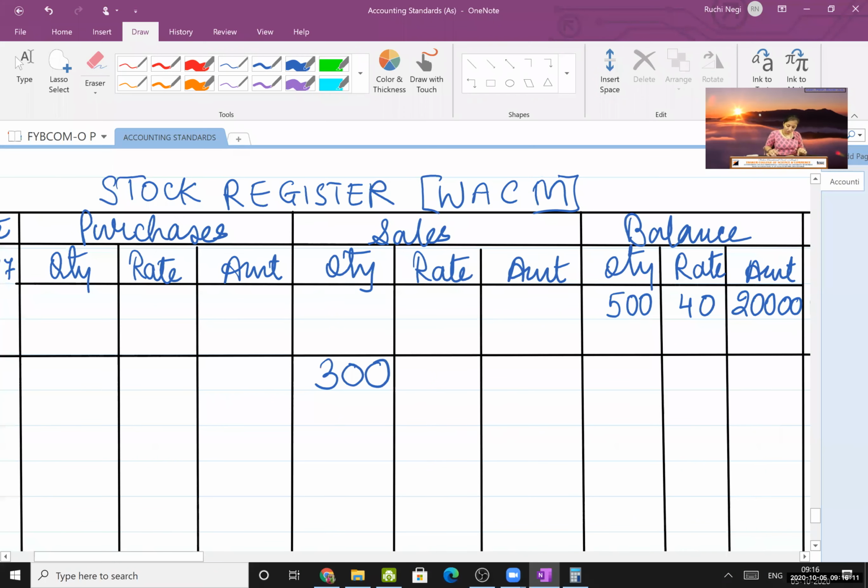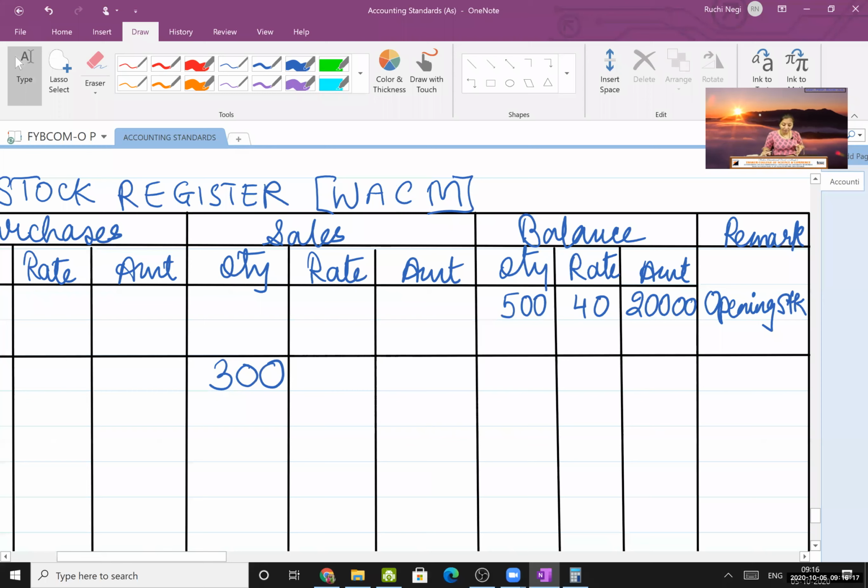Okay, so just check. On 1st January, how much balance is there in the godown? I mean the closing balance is 500. So I can sell from here. From 500, I can sell this 300. And what is the weighted average rate? 40. So this is my weighted average rate, 40 rupees. So I'll sell it at 40.